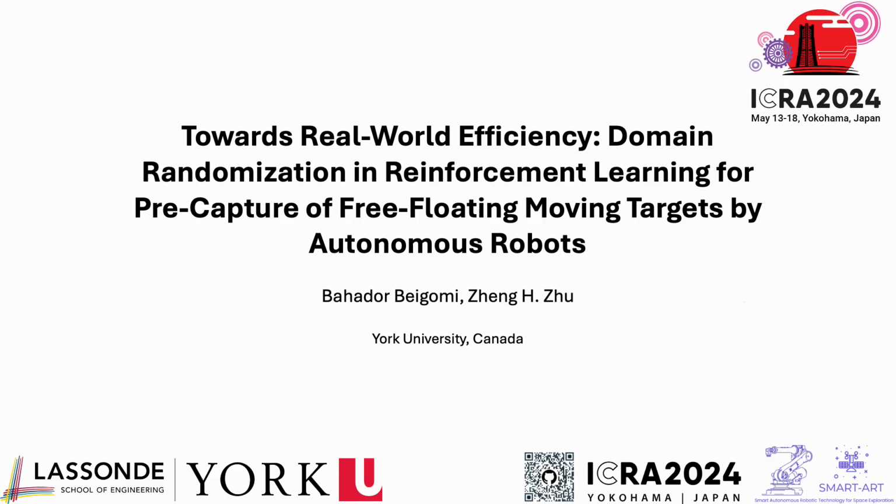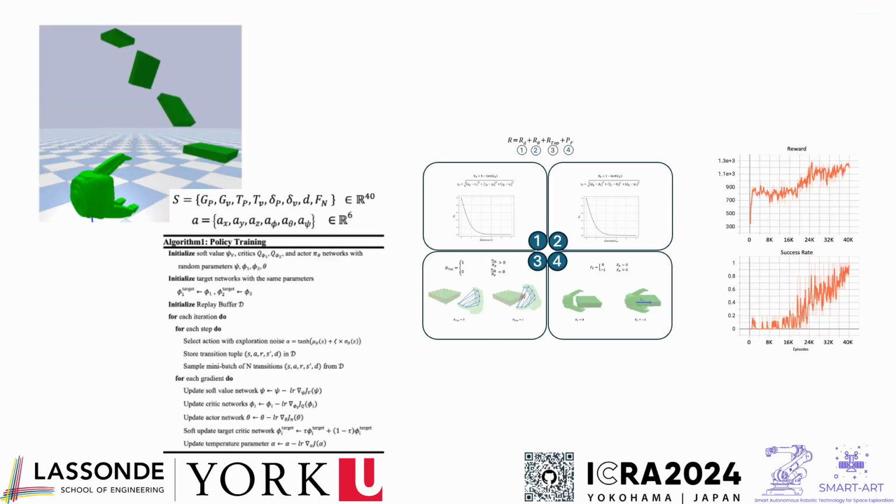In this work, we use an off-policy reinforcement learning algorithm, specifically the soft Actor-Critic, combined with domain randomization to address autonomous pre-capture planning for a free-floating moving target. We created an environment using PyBullet, where at each time step, the target is randomly positioned relative to the gripper with random velocity. This domain randomization helps reduce the gap between simulation and real-world performance.